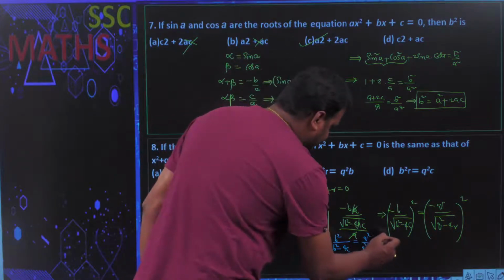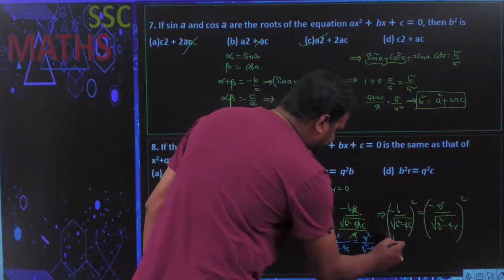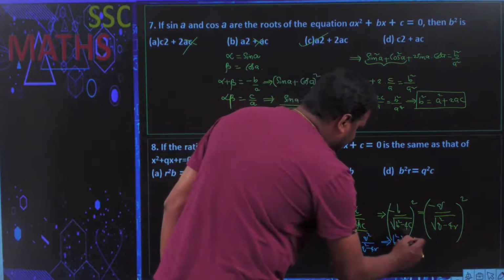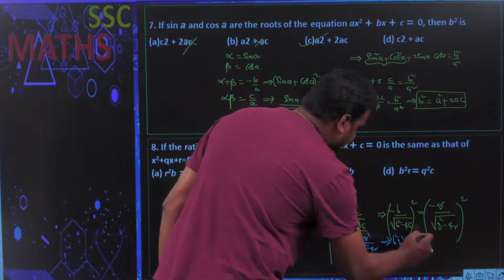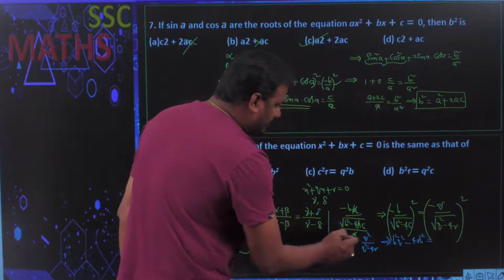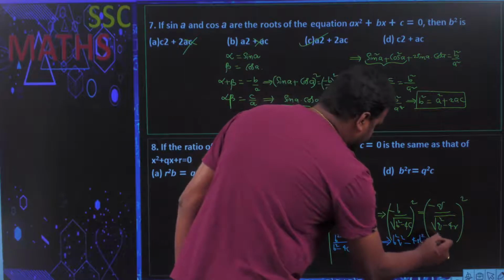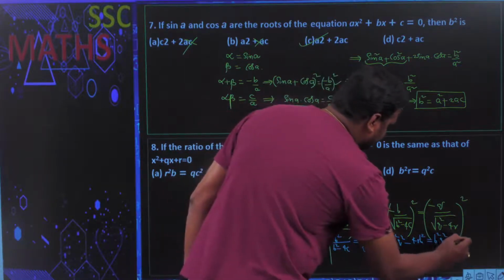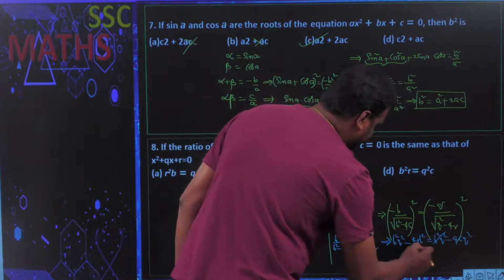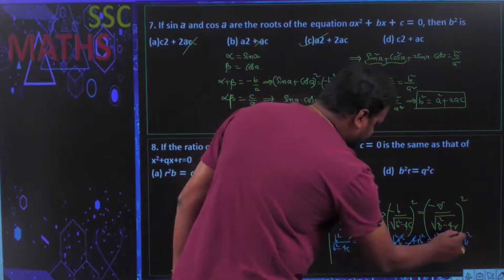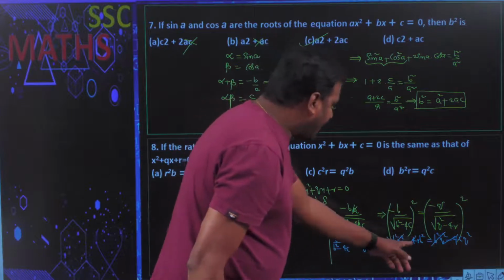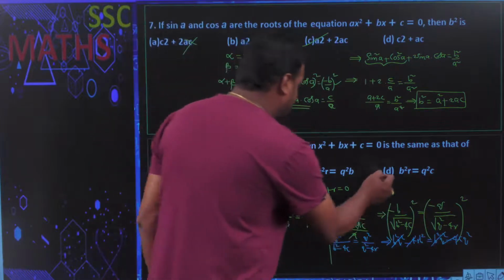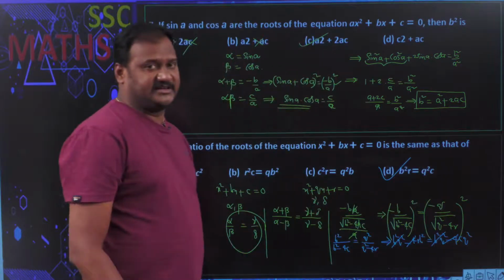By cross multiplication, b square into q square is b square q square minus b square into 4r, that is 4r b square, is equal to q square into b square, again b square q square, and minus 4c q square. These two get cancelled. Minus 4 also gets cancelled. Then r b square is equal to c q square. This is the correct option.